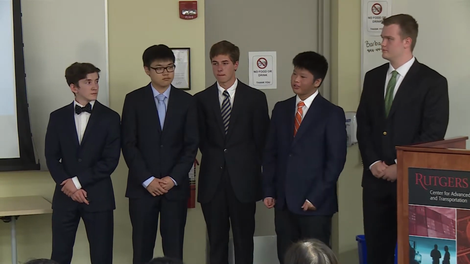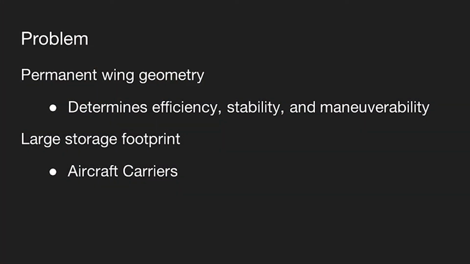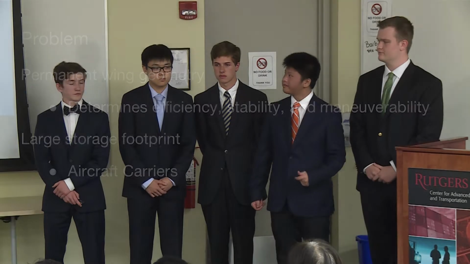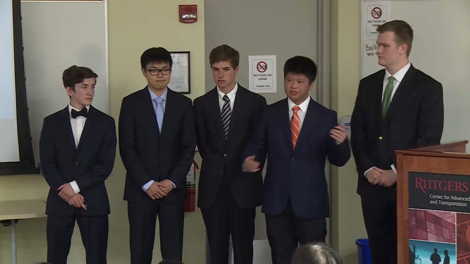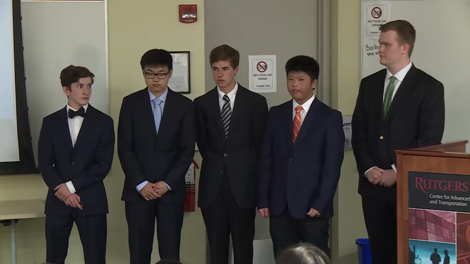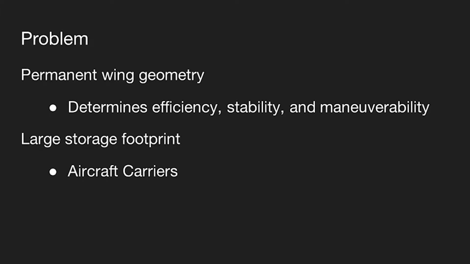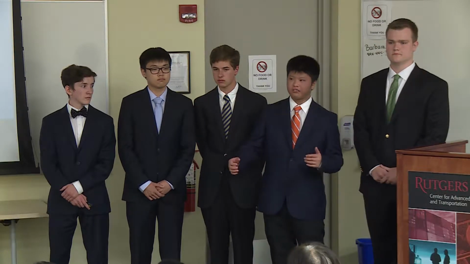Before we started on our goals for our project, we first identified two problems with modern aircraft. The first is the permanent wing geometry determined years and months ahead of aircraft production. This usually trades between efficiency, stability, and maneuverability, making sacrifices in one area to make benefits in another. Another problem we found was a large storage footprint. This has been a problem ever since World War II, where aircraft carriers have to carry many planes and there's not a lot of space, making it very dangerous to work.